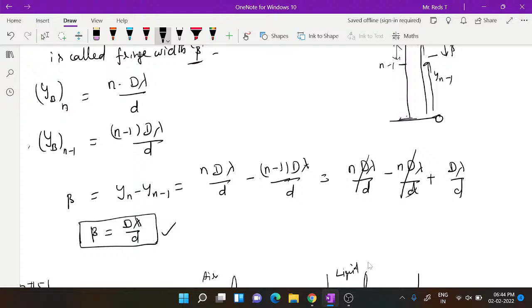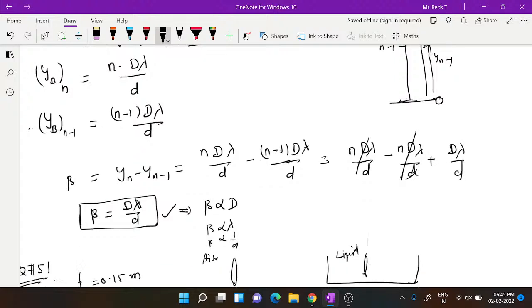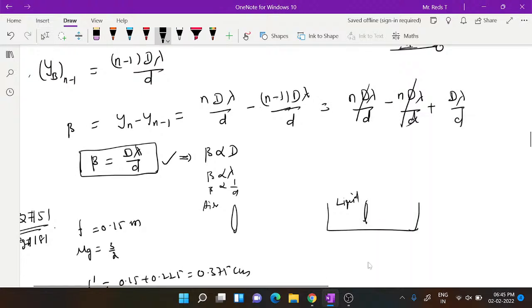Fringe width, either a dark band or a bright band. It is observed that this fringe width is directly proportional to the distance between the slits and the screen, and directly proportional to the wavelength. If wavelength increases, fringe width also increases. It also depends on the slit separation. It is inversely proportional: if slit separation decreases, fringe width increases, and vice versa. So that is what you have to understand, the parameters on which it depends. These are a few points, and this is the fringe width for a given fringe pattern.